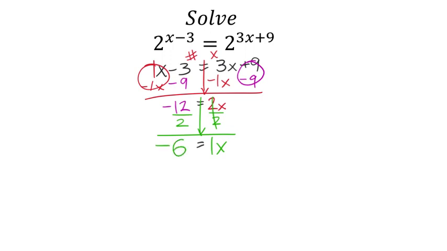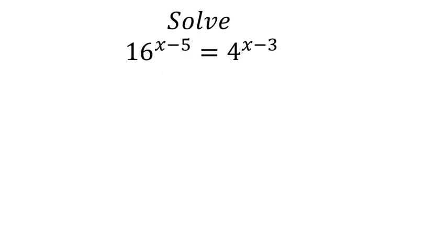So this means you could type this into the calculator, right? 2 to the power of negative 6 minus 3. It's going to be some pretty ugly fraction or decimal. And then if you type in 2 to the power of 3 times negative 6 plus 9, as it turns out, you will get the same exact value on both sides there. So we did find the solution. X equals negative 6. It's done.